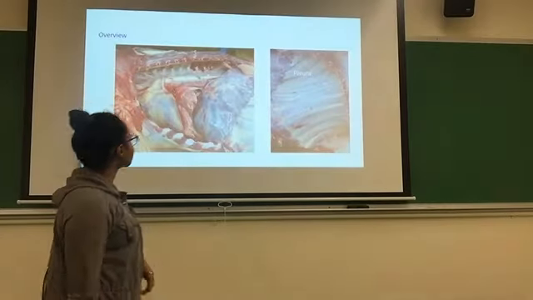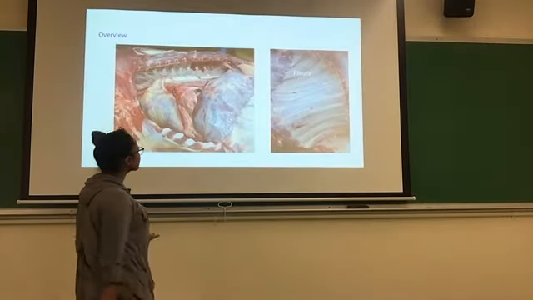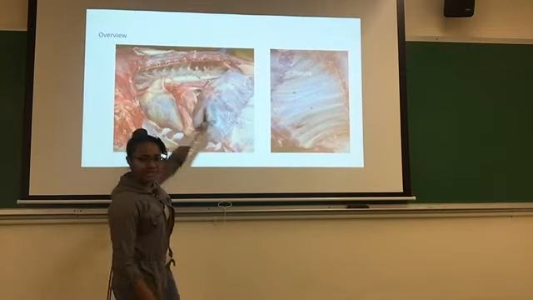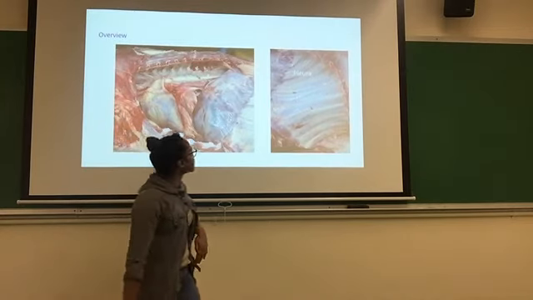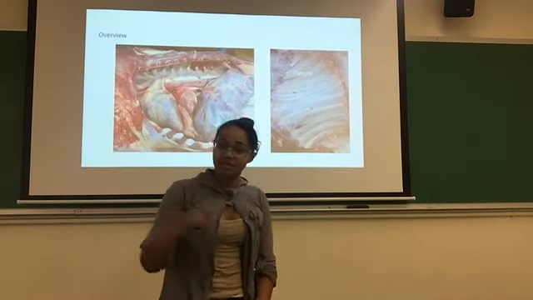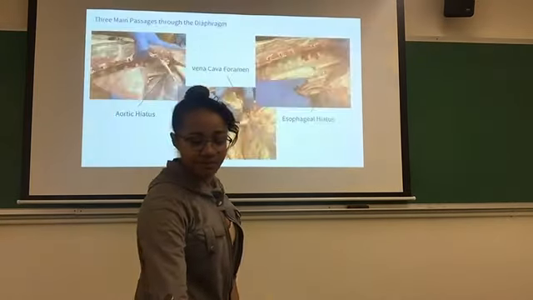Here's an image just showing kind of the overview of what it looks like. You have the heart, the lungs, the ribs all around. You can kind of get the gist of what it looks like. Pleura is extremely important. It's an outer membrane that lines the inner surface of the thoracic cavity.